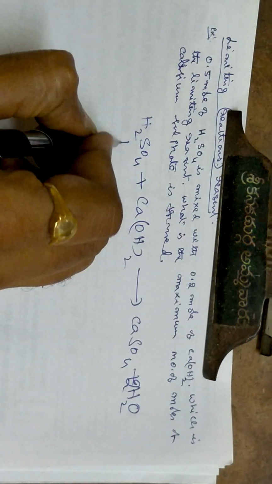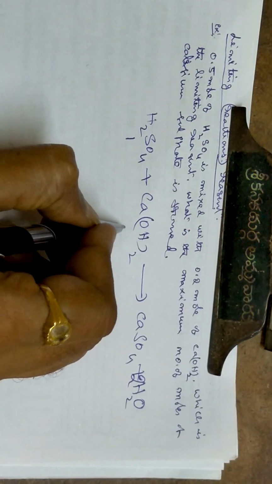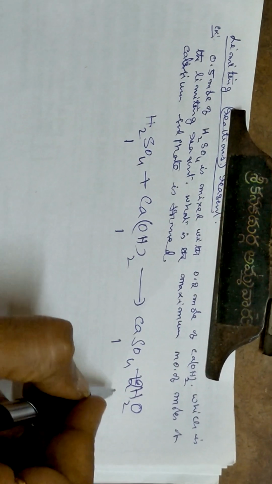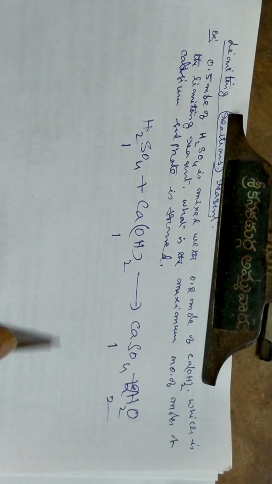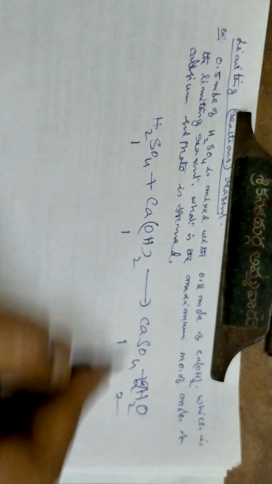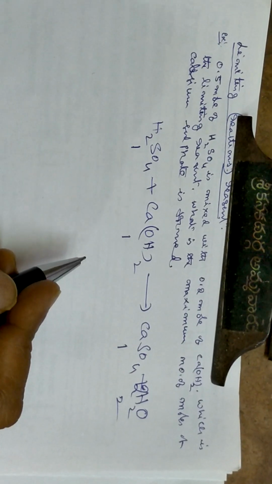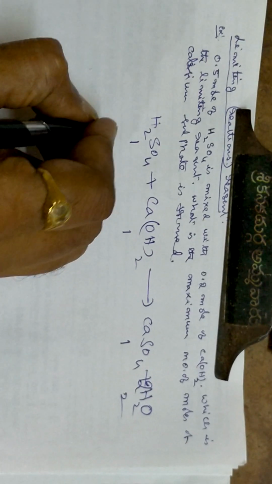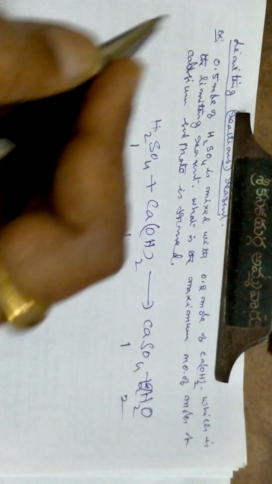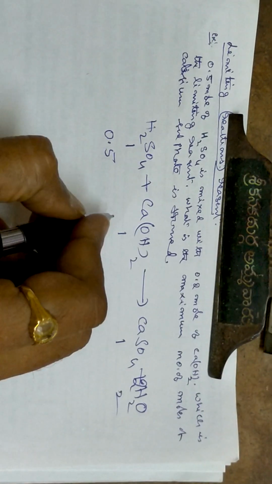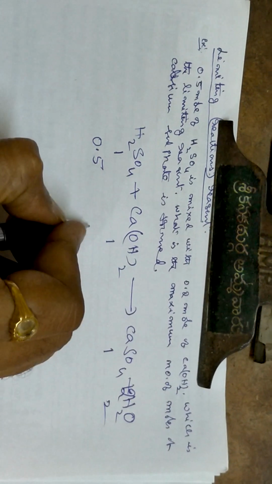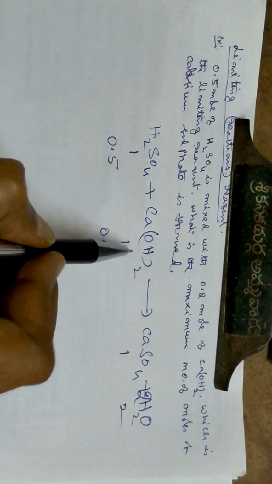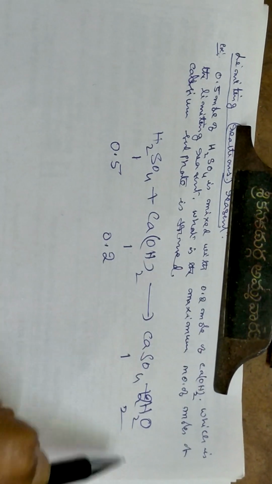That means 1 mole of sulfuric acid reacts with 1 mole of calcium hydroxide to give 1 mole of calcium sulfate and 2 moles of water. This is the balanced stoichiometric equation. If everything is given like this, there is no limiting agent or excess agent. But what was given? 0.5 moles of sulfuric acid is given in the problem, whereas calcium hydroxide is 0.2 mole. But what is required is 1 mole to 1 mole.